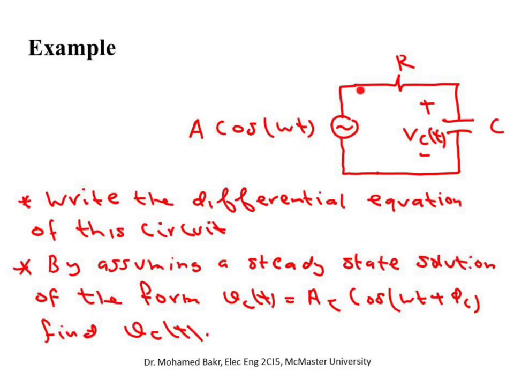So this is the source I'm applying. I know that the current flowing here will also be sinusoidal. The voltage across the resistor will also be sinusoidal. The capacitor voltage will also be sinusoidal. All of them are sinusoidal signals with the same frequency, but they differ only in the amplitude and the phase. So I'm going to assume for the capacitor voltage an amplitude of AC and a phase shift of phi C. My target now is, using the differential equation I wrote earlier, to get AC and phi C.